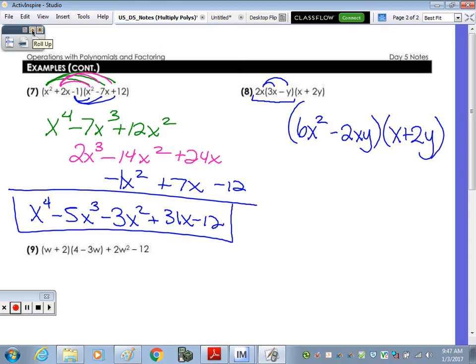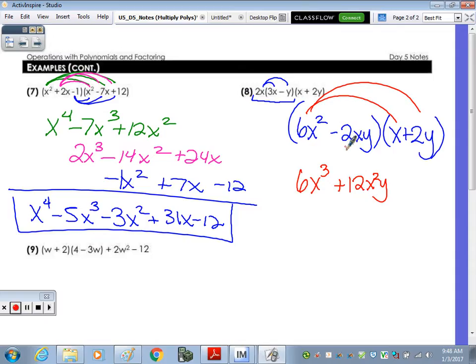Okay, so now distributing. Just go nice and slow. 6x squared times x would be 6x cubed. 6x squared times a positive 2y would be 12x squared y. Can't multiply an x squared times a y, meaning add your exponents, because they don't have the same base. So we just write the product.